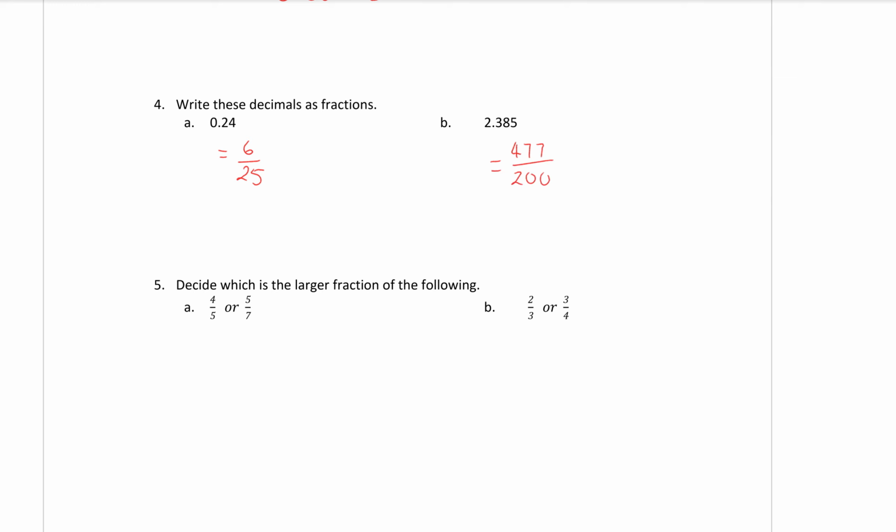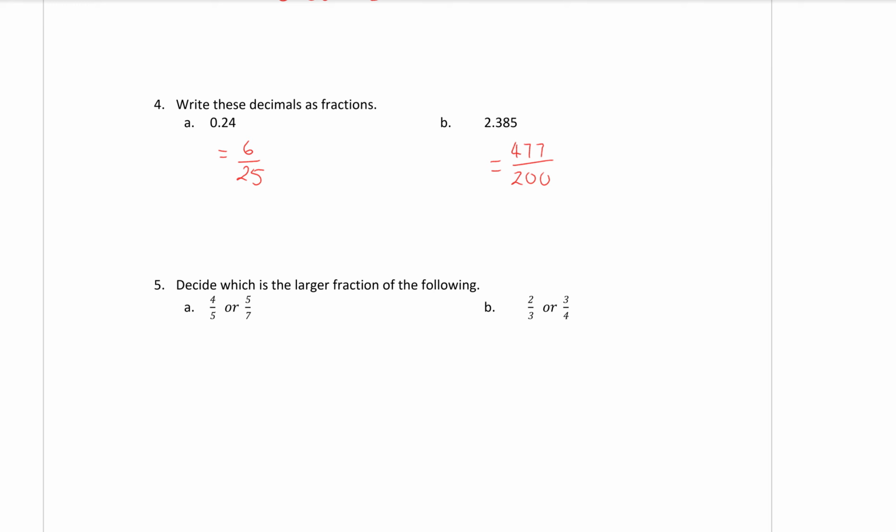Okay, decide which is larger. 4 over 5 or 5 over 7. Now, fractions are tricky to compare if the denominators are different. Remember way back probably in primary school when you used to draw little pies of these things, one of them's cut into 5 pieces, one of them's cut into 7 pieces, which one's actually a bigger piece? They're hard to compare if they're different denominators. So you can get common denominators and do all sorts of lovely fractions tricks, but it's actually easier if you turn them into decimals. Decimals are easy to compare.